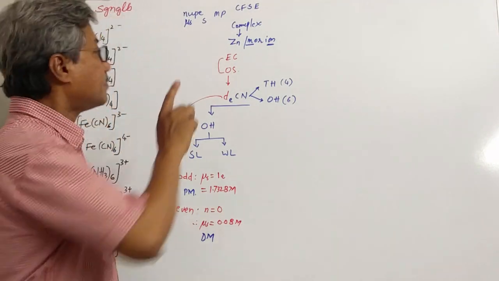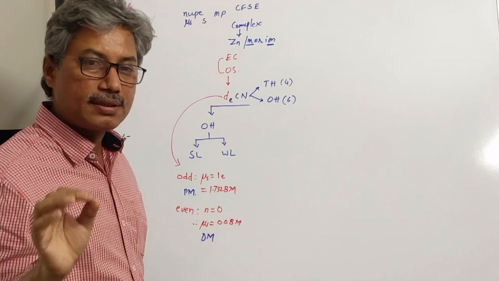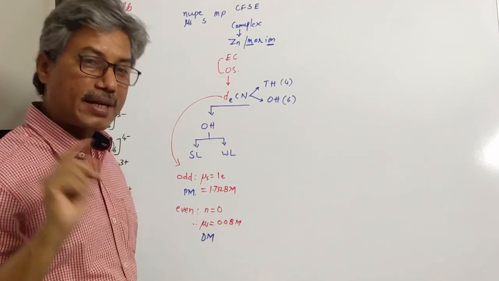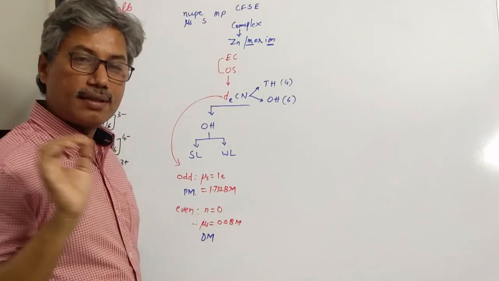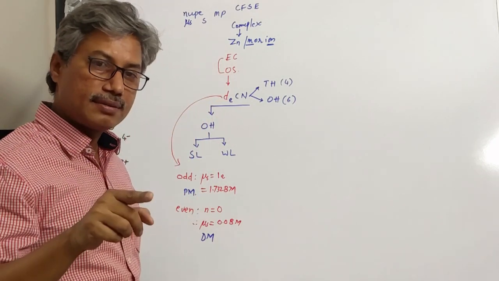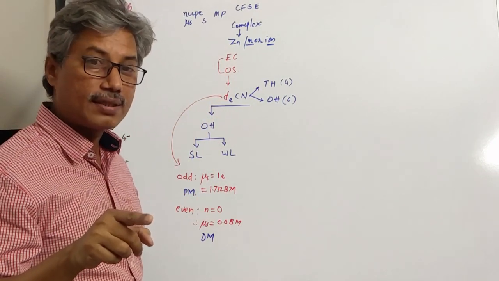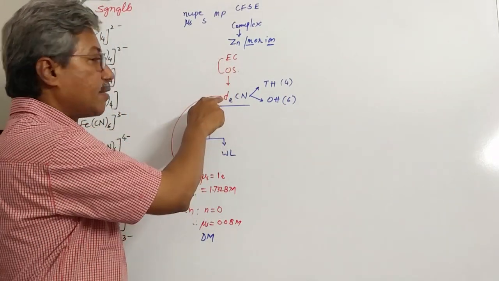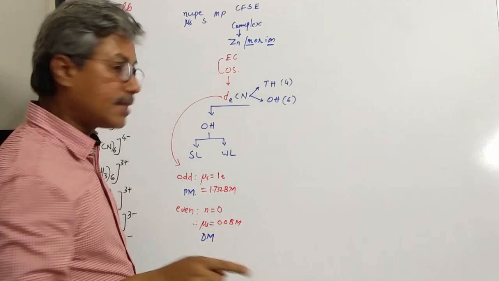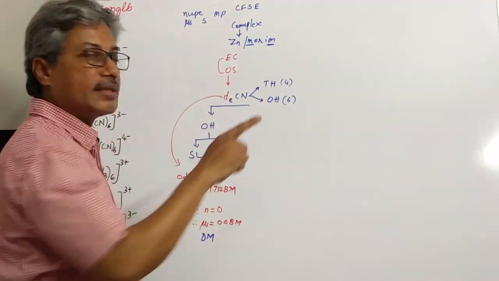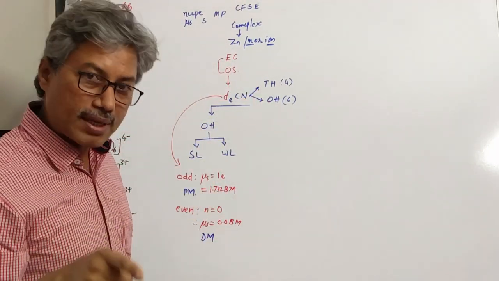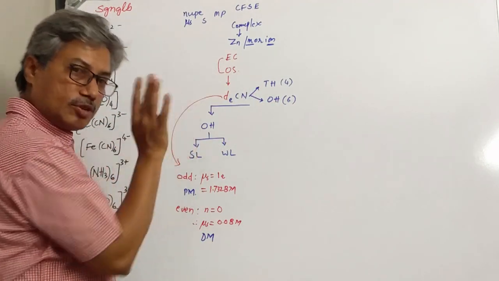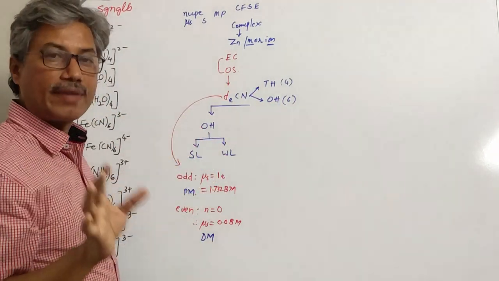Got it, students? First, look at the complex. Identify the central metal atom and its atomic number. Then write its electronic configuration. Then find the oxidation state. The oxidation state will tell you how many d electrons are present. Just look at the coordination number, which will help you to know whether the complex is octahedral or tetrahedral. Once it is octahedral, the geometry is known, just look at strong or weak ligand.